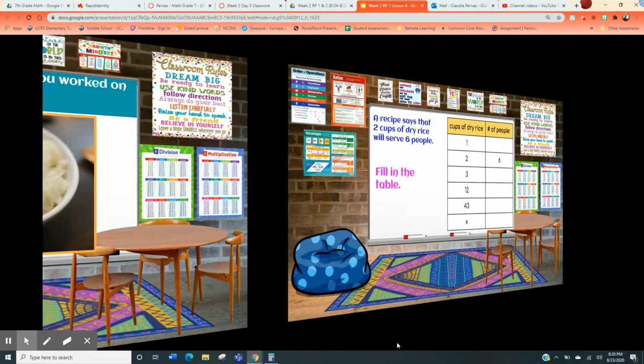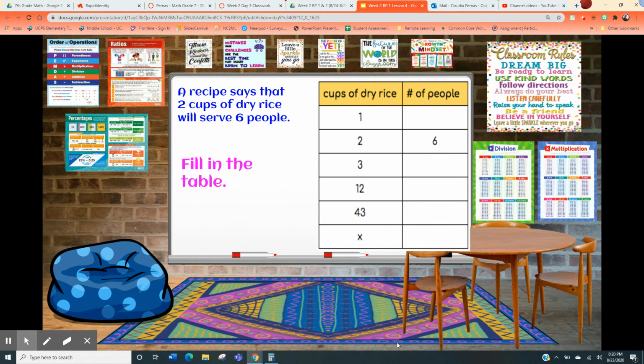So feeding a crowd, we looked at that activity a little while ago in another one of our presentations. So let's go ahead and look at this table. A recipe says that 2 cups of dry rice will serve 6 people. Now notice that that's already filled in for us in the table. 2 cups of dry rice will feed 6 people. Well, the next step, remember, we want to figure out how many people 1 cup of rice feeds. That way, it'll be easier for us to figure out how to write our equation.